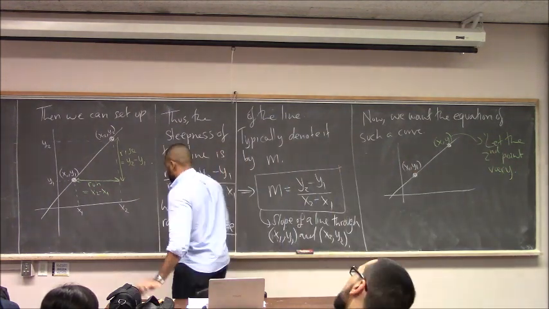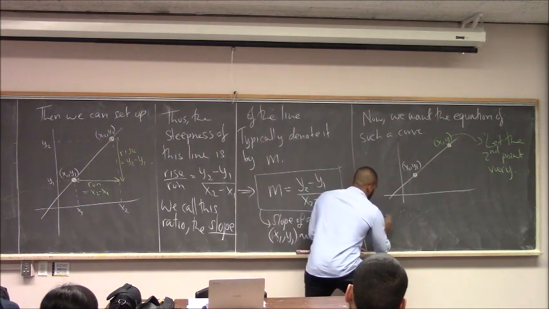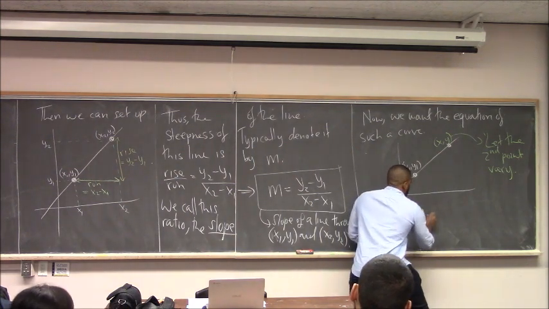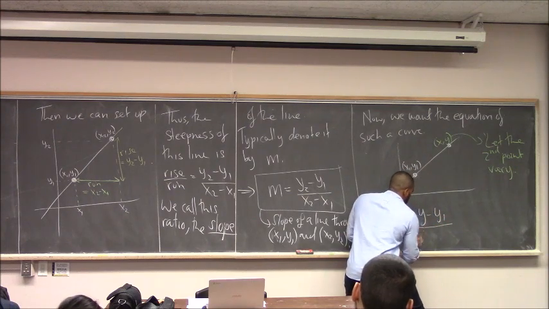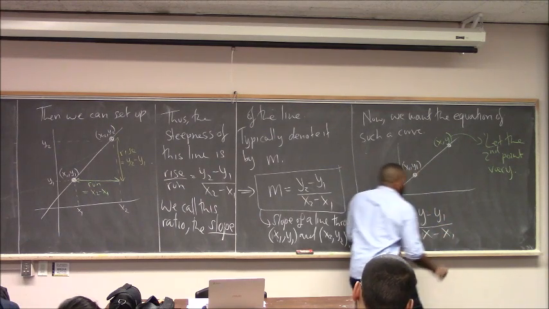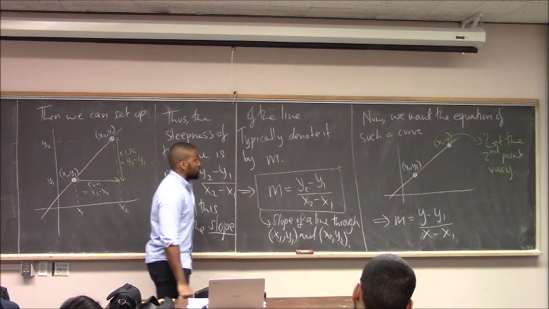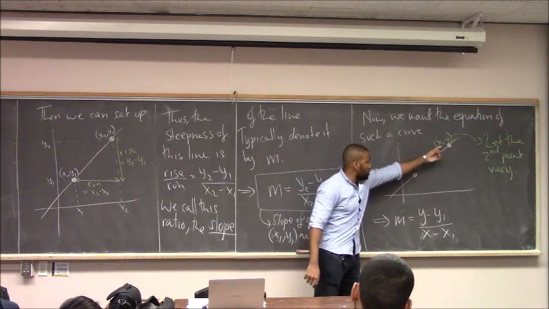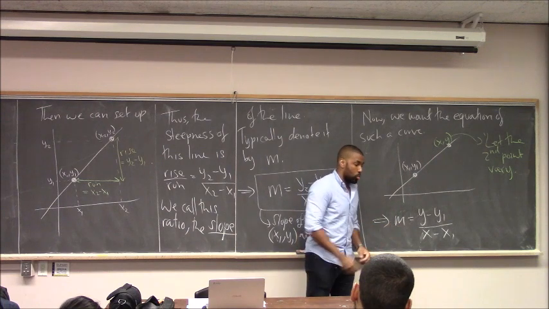And thus we can say m would be y minus y1 over x minus x1, right? Because the slope is constant. Anytime I take a ratio, no matter what that point is, the answer will be m.